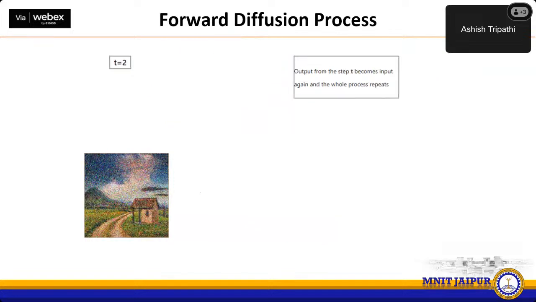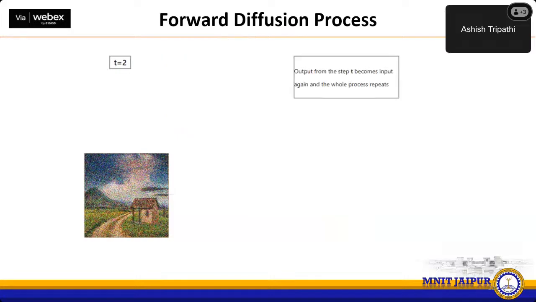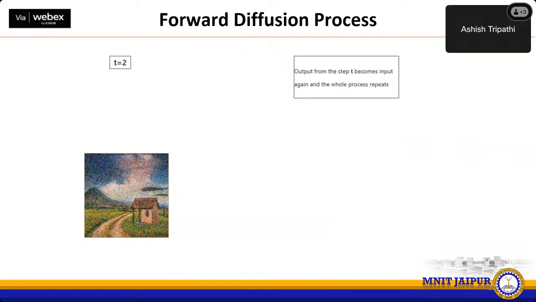Next, let us visualize more. This is t equal to 2. Whatever image we generated at t equal to 1 will become the input for t equal to 2, the second iteration. This is the image that we generated in the previous step. The output from step t becomes input again, and the whole process repeats.